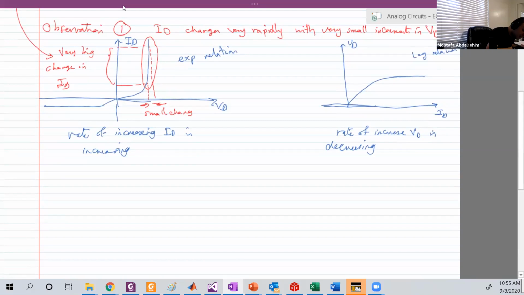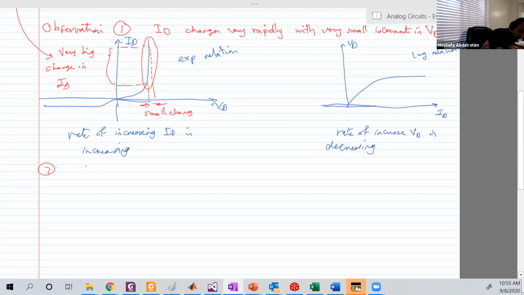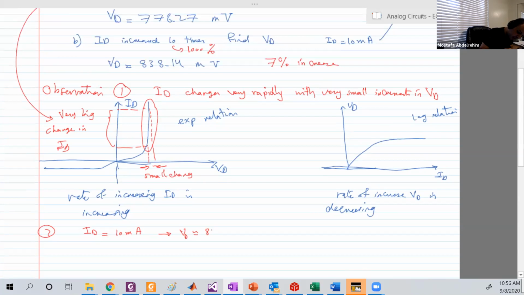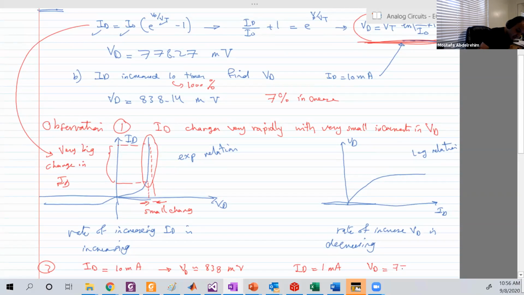Now the second important observation. When ID is equal to 10 milliamps, VD was around 800, let's write it, 838 millivolt. And when ID is equal to 1 milliamp, VD was around 700 something, 768 millivolt.